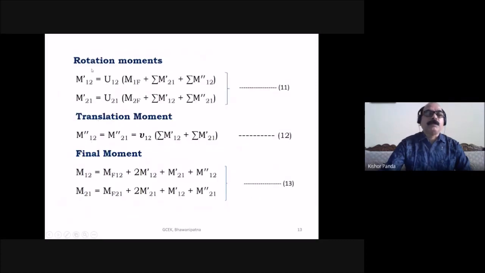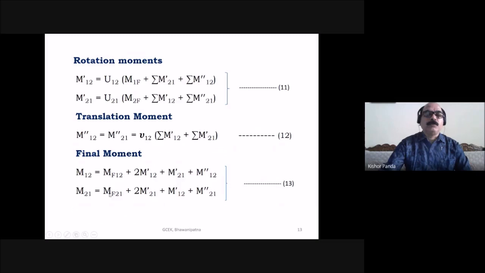Then after getting the rotation moment and translation moment, at the end you can find out the final moment. So the final moment M12 is equal to MF12 plus 2M'12 plus M'21 plus M''12. This is the fixed end moment of the member. This is the near end rotation moment. This is the far end rotation moment, and this is the translation moment.